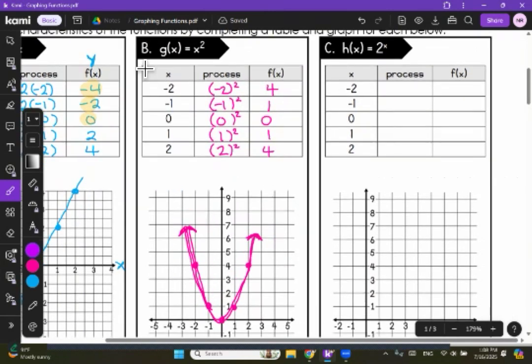The next one is raised to that exponent. So 2 raised to the power of something, 2 raised to the power of something. And for that one, you might have to use a calculator. So 2 raised to the power of -2. That's ugly, but it's okay.